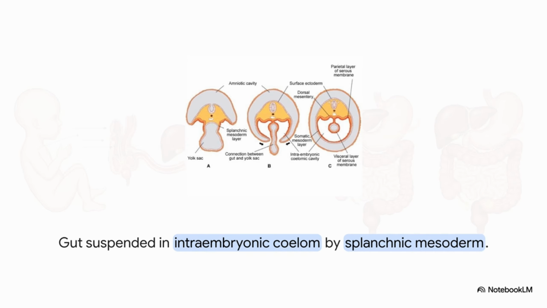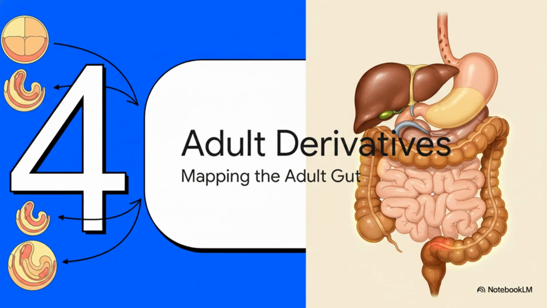It doesn't just float there, it's held securely in place by a double layer of that splanchnic mesoderm we were just talking about. Which brings us to Section 4, Adult Gut Derivatives. Let's map out the adult gut.